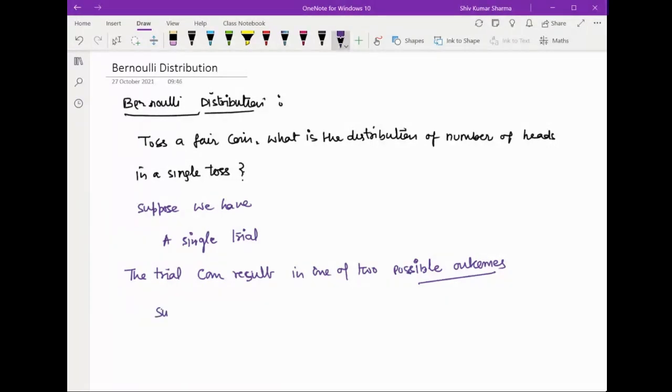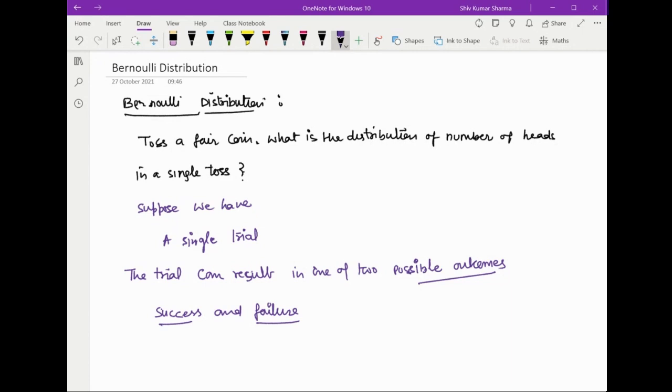One is success and the other is failure, so we use two terms. That means one is success and the other is failure. So the trial can result in one of two possible outcomes. Success means getting a head, and failure is getting a tail.